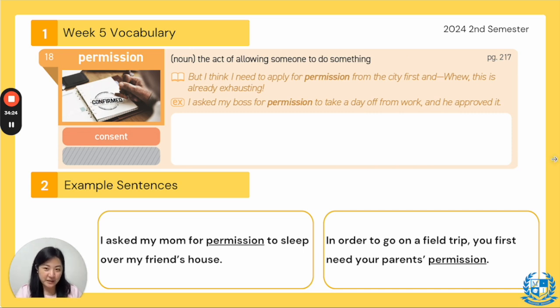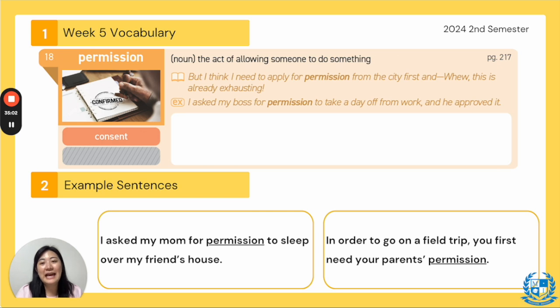Number 18, last word on page 43. Everyone, please repeat after me and say permission. Permission. The synonym is consent, and the part of speech is a noun. The definition says, the act of allowing someone to do something. So, the teacher was like, I didn't give you permission to go to the bathroom during class, meaning you're not allowed to go. Or maybe, yes, you have permission to go get a drink of water during class. And then they go and get some water.